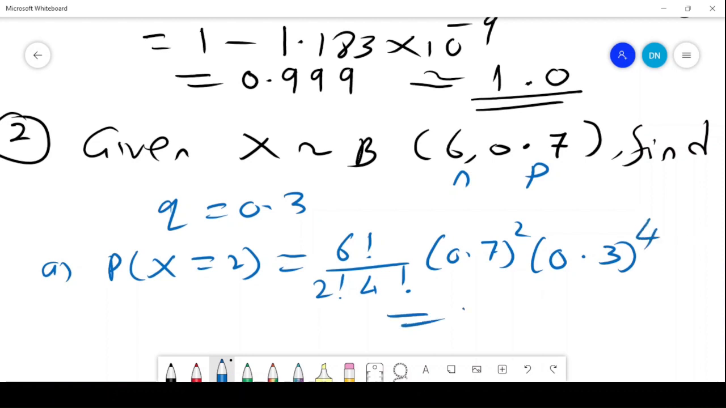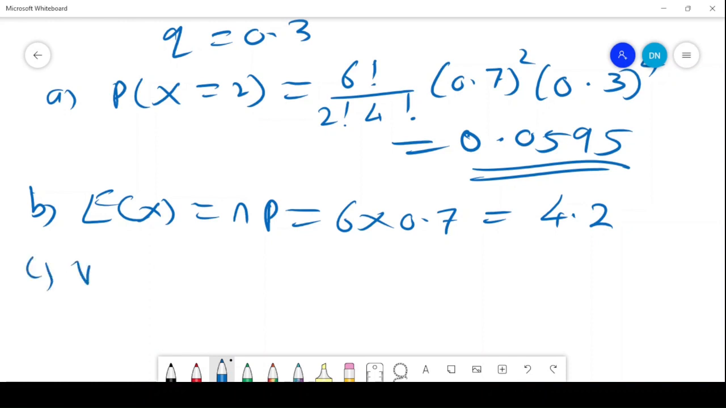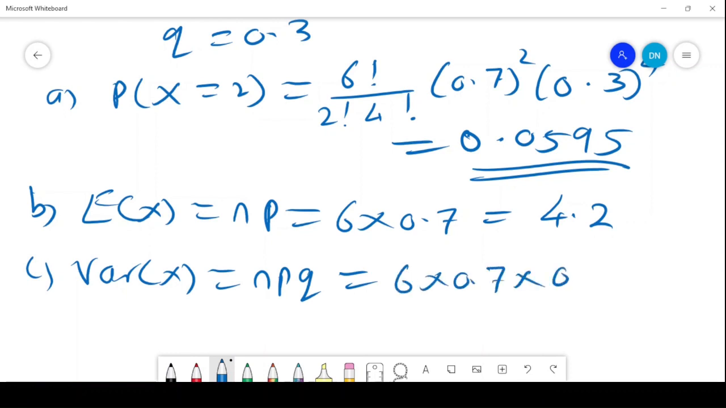And that gives me 0.0595. Expected of x, which is n times p, which is 6 times 0.7, which is given by 4.2. And c, the variance of x is npq, which is 6 times 0.7 times 0.3, and that gives me 1.26.